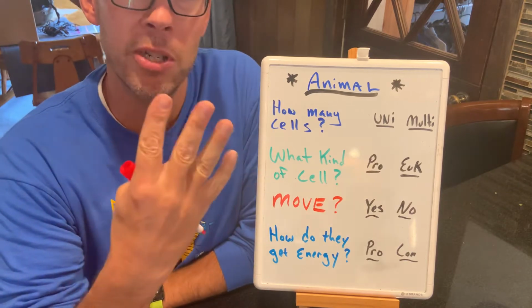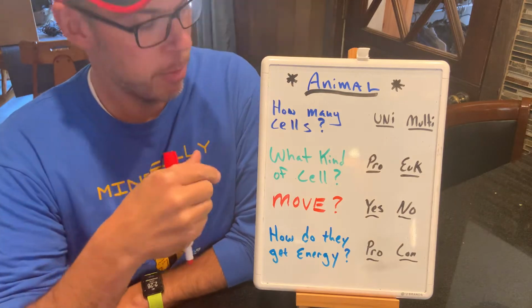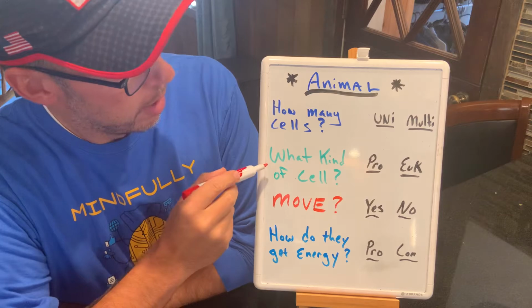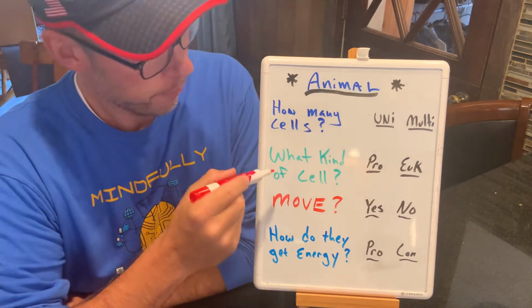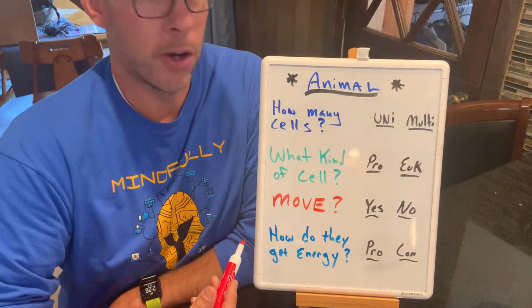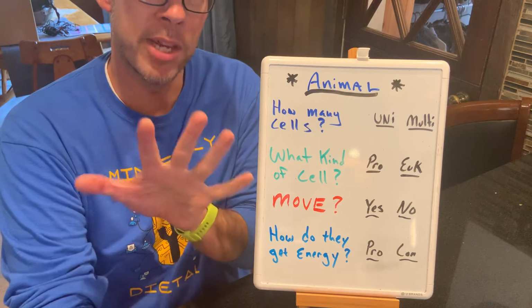Actually, a whole series of four questions. And the four questions are very simple. We look at an organism and we ask these four things. How many cells does it have? What kind of cell is it made of? Does it move? And how do they get their energy? And according to how we answer those questions, we can put it in one of our five kingdoms.